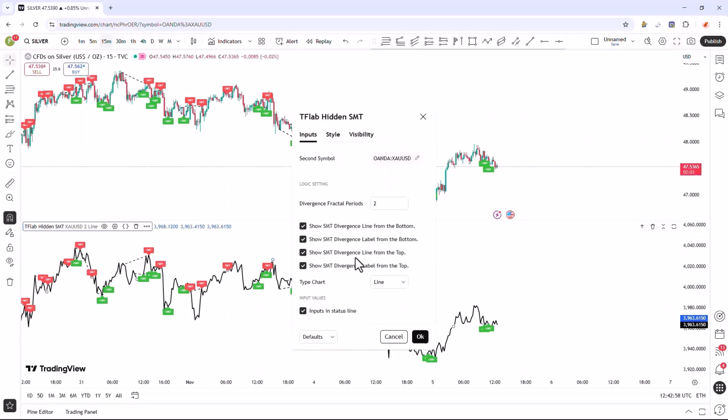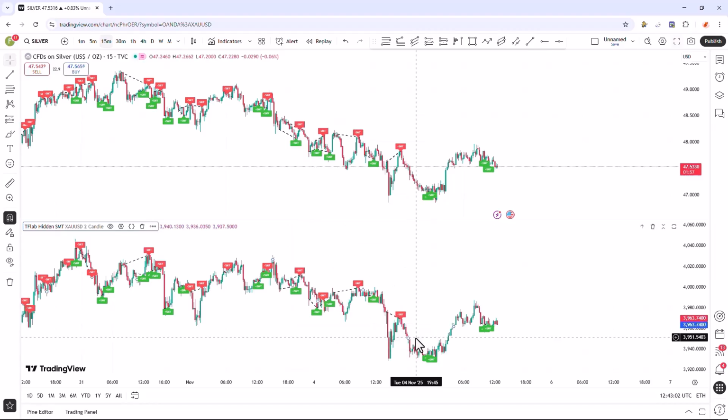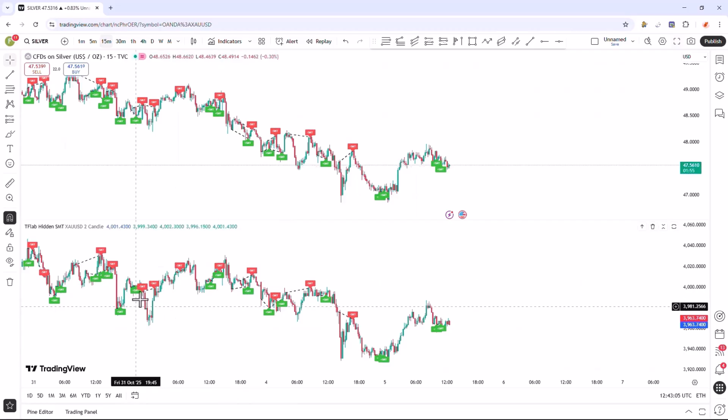Here, I changed the chart display from line mode to candlestick mode so that instead of showing price movements as a simple line, the chart now uses candlesticks, which makes it easier to see more details about how prices change over time.